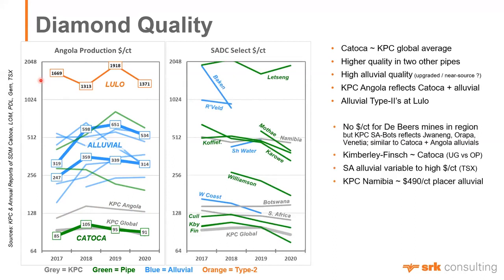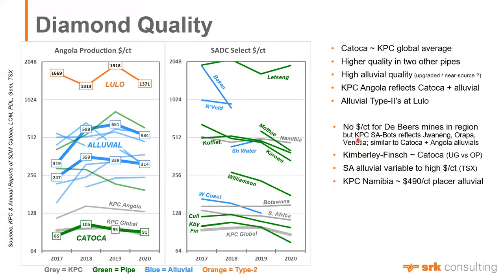If we now compare the prices that we have for Angola production on the left with the SADC region, that's the Southern African region, I've got select dollar per carat values over here. Let's start with the big guys. We don't have any dollar per carat prices for De Beers mines in the region. De Beers does not publish those numbers. They never have.